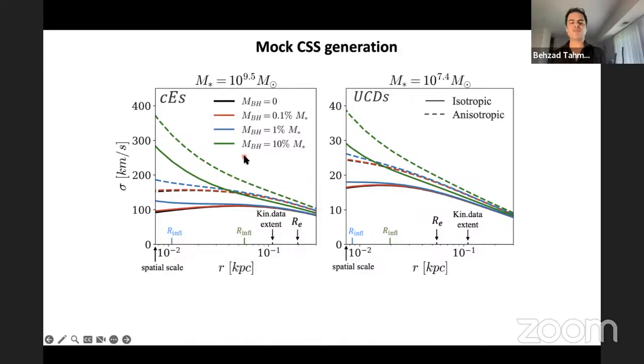And yes, but for 1% black hole and 10% black hole, for this specific mock setup that we made, the sphere of influence of the black hole can be resolved from the kinematics.